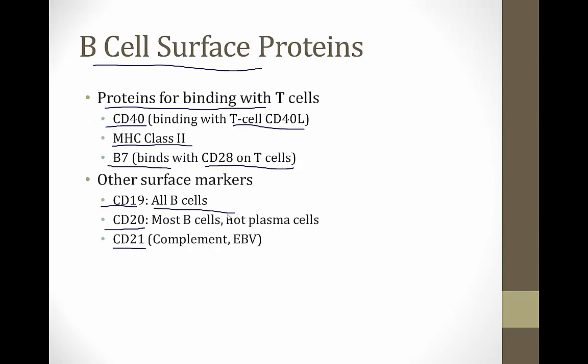You can find CD20 on most B cells, although not on plasma cells. And then finally, CD21 is a receptor for the complement pathway. B cells can bind to complement proteins to bind more effectively to antigens. It's also very important because CD21 is the receptor that the Epstein-Barr virus uses to gain entry into B cells.